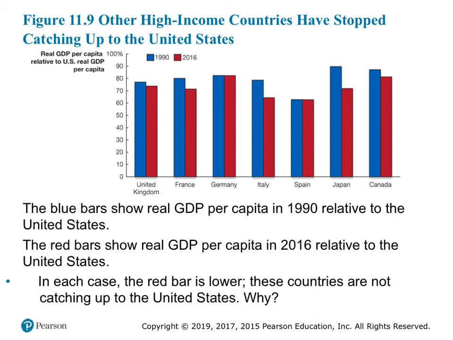All right, so the blue bars here show real GDP per capita in 1990 relative to the United States. And then the red bars show real GDP per capita in 2016 relative to the United States. And so in each case, the red bar is lower. In some cases, like Germany, it's pretty much even, but in most other countries, it's lower. And so these countries are actually not catching up to the United States, because you can see the United Kingdom in 1990, their share of real GDP per capita relative to U.S. real GDP per capita was higher than it was in 2016. And we see this for France, for Italy, for Spain, Japan, and Canada.